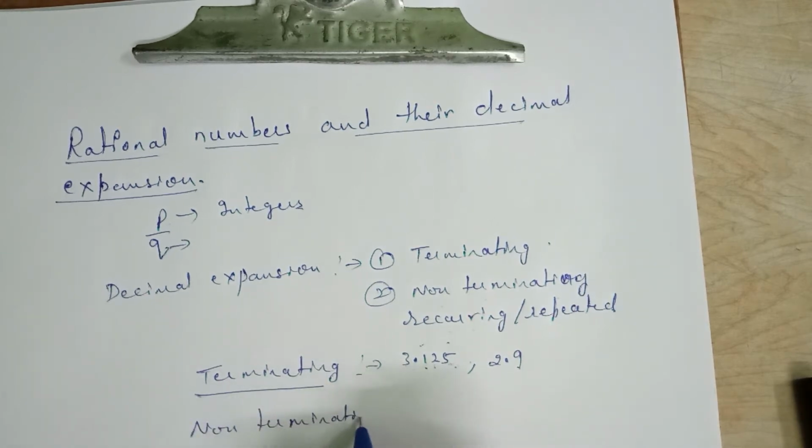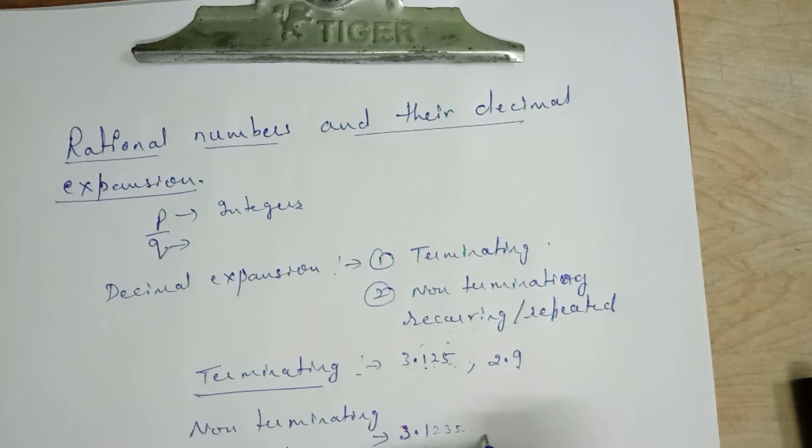Non-terminating recurring. If the digits after the decimal do not come to an end, then it is called non-terminating. Suppose I am writing 0.12345 and so on, then it is called non-terminating.